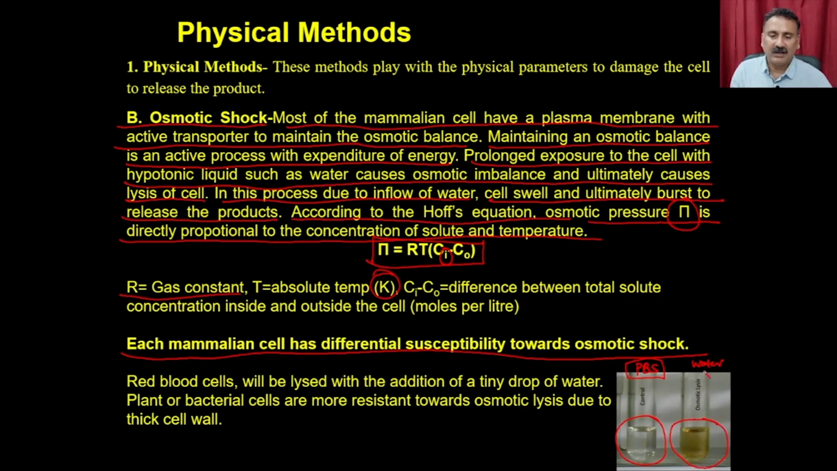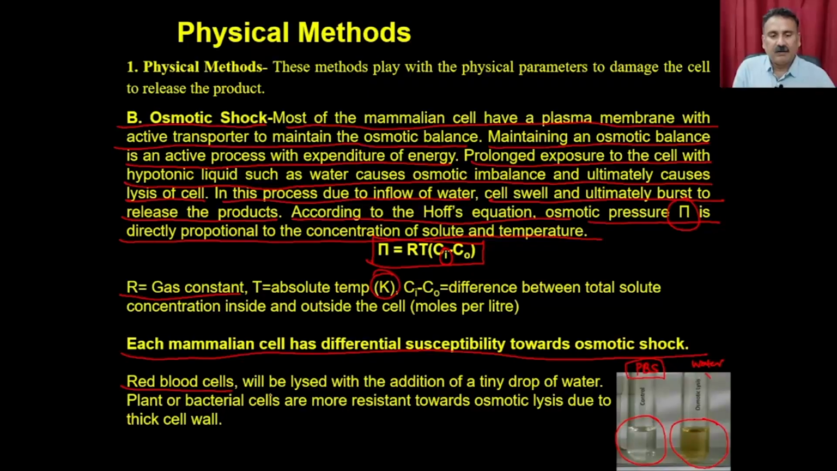So this is the osmotic lysis. A red blood cell is a very simple example to demonstrate osmotic lysis. What you can do is take a small amount of red blood cells and add 1 drop of water. When you add the drop of water, the water is going to try to enter the cell, and as a result the cell is going to swell in size, right?